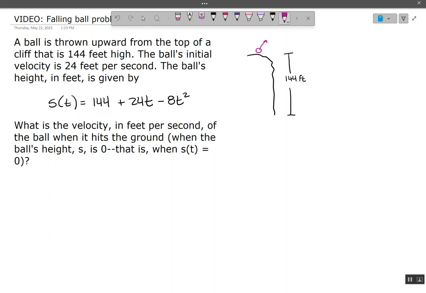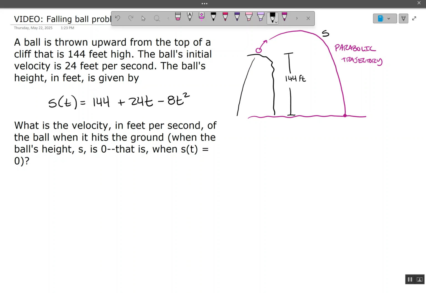The ball's initial velocity is 24 feet per second. Okay, so the ball is going to be thrown upward. It's going to trace some kind of arc, and eventually will hit the floor. So this trajectory that it's going to follow is going to be a parabolic trajectory, a parabola. The ball's height in feet is given by s of t equals that. So this parabola that we've drawn is actually s. It's that function.